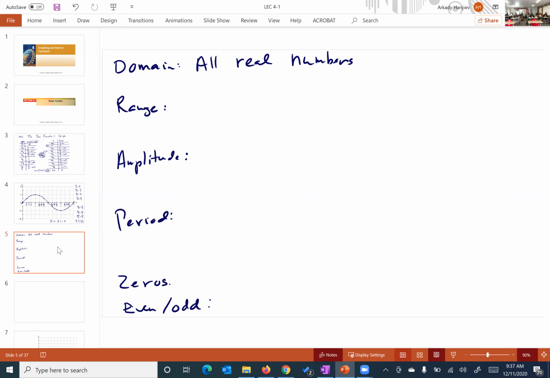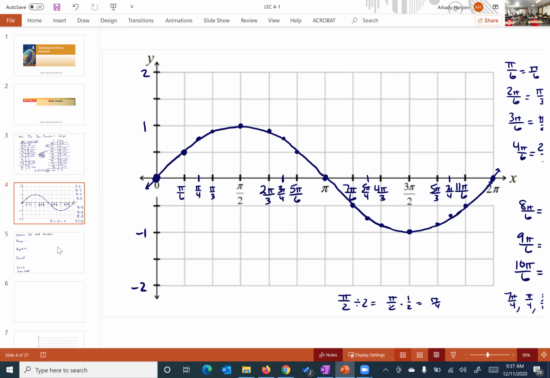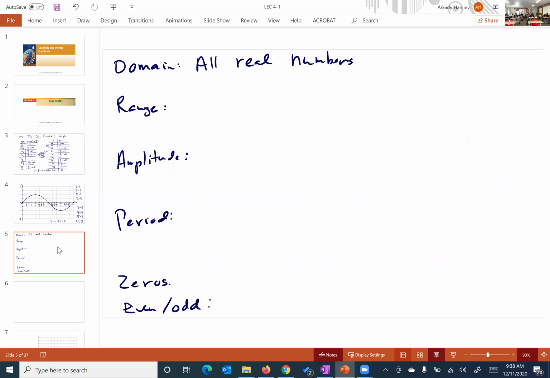Okay, the range. You guys talk to me. I know you know Algebra 2. What's the range for the sine curve? Oh, domain. Okay, perfect. Let's go.